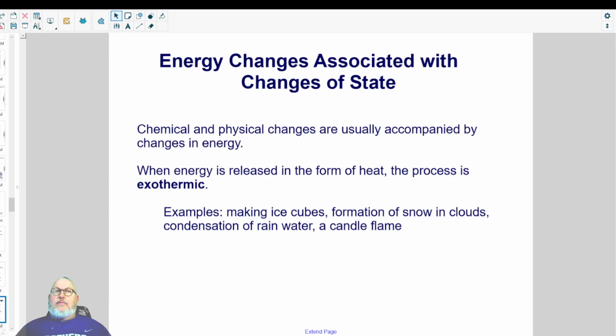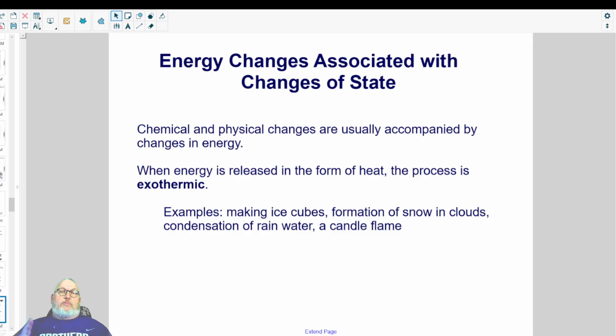So, these are the energy changes associated with changes of state. If you have a chemical or physical change, then it's usually accompanied by energy changes. When energy is released in the form of heat, the process is called exothermic. For example, when we make ice cubes from liquid water, we're removing heat, or kinetic energy rather, from the liquid. So when we make ice cubes, that's an exothermic reaction.